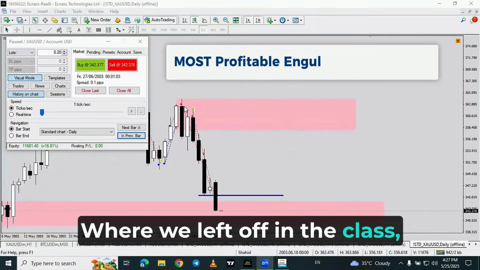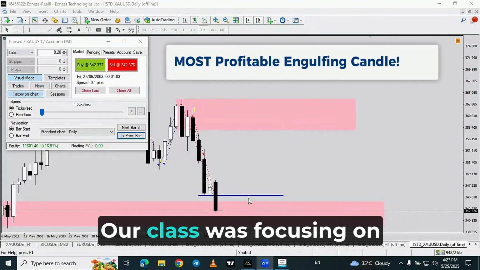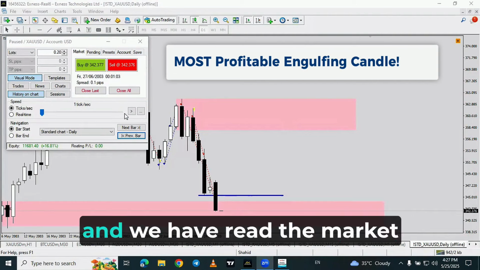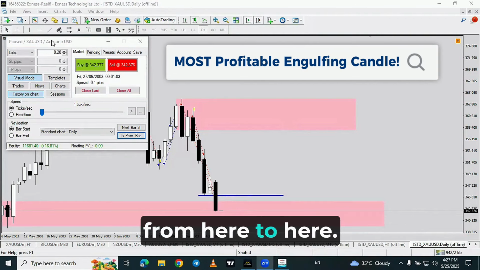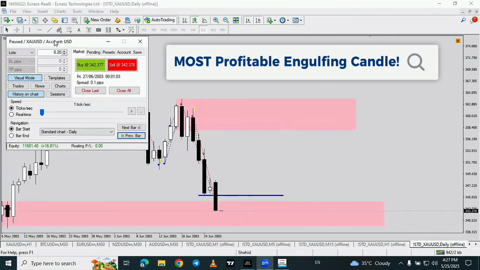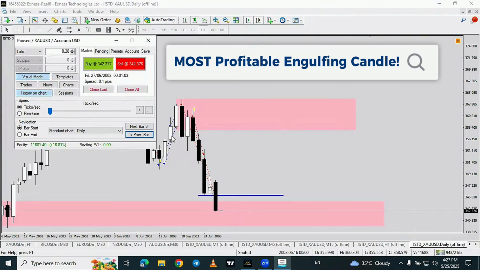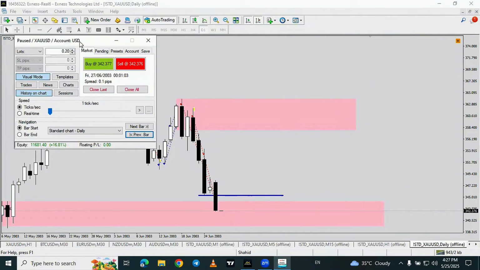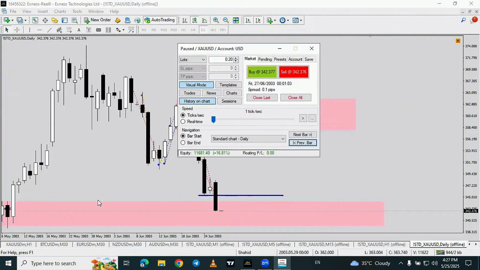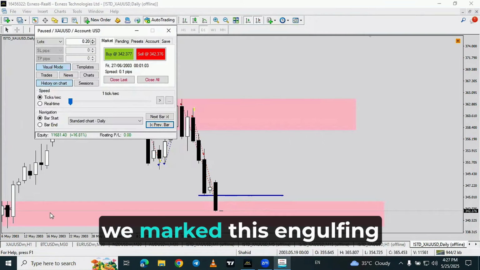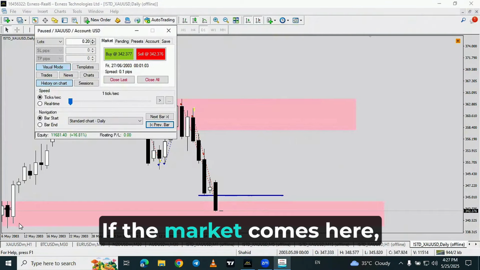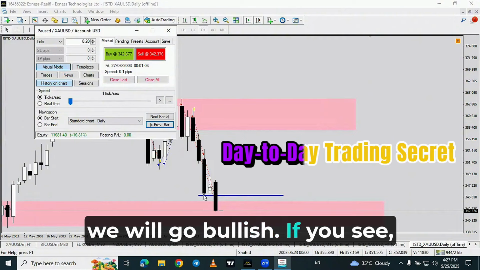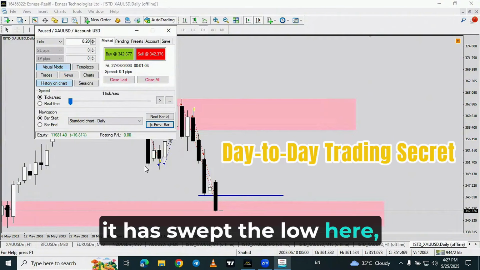Where we left off in the class, we are continuing from there. Our class was focusing on engulfing patterns and we have read the market from here to here. In the previous class, we marked this engulfing pattern. If the market comes here, we will go bullish. If you see, it has swept the low here, creating equity.